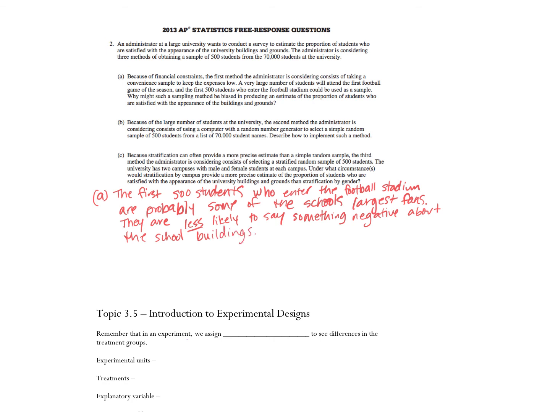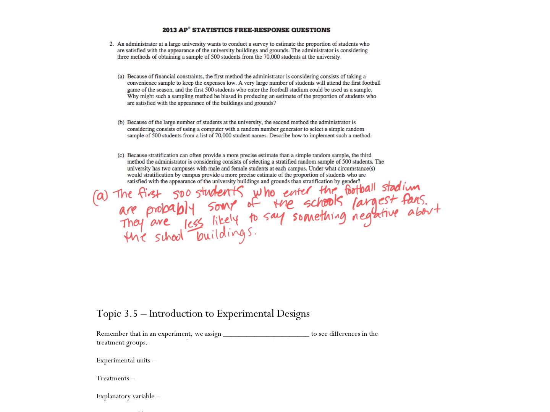Alright, so guys, I put my answer for part A up. There are two things I would look for. One, how are the first 500 people who enter the football stadium different from people as a whole? And then a plausible explanation. But the whole idea, the variable of interest, is opinion on the appearance of the school buildings. So if you didn't mention the appearance of the school buildings, then your answer probably doesn't have enough in it. Is this okay?